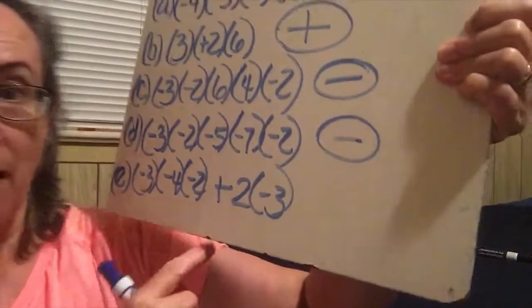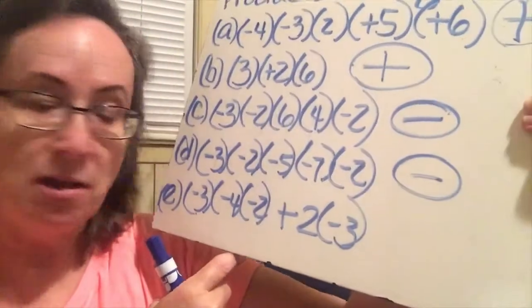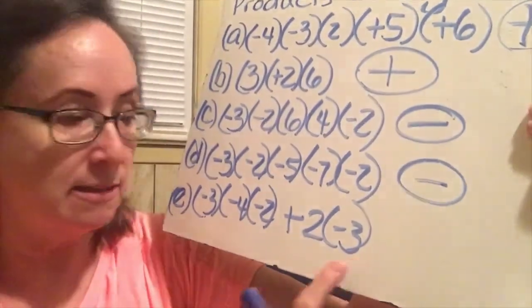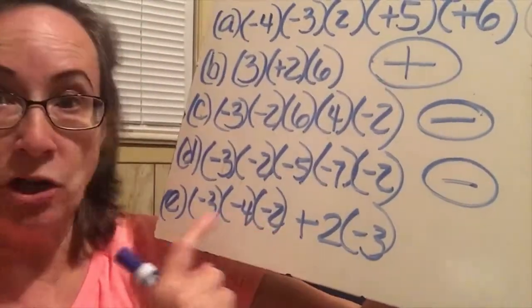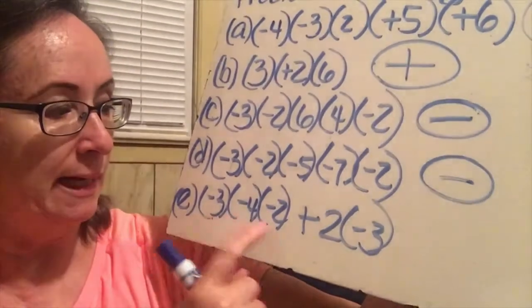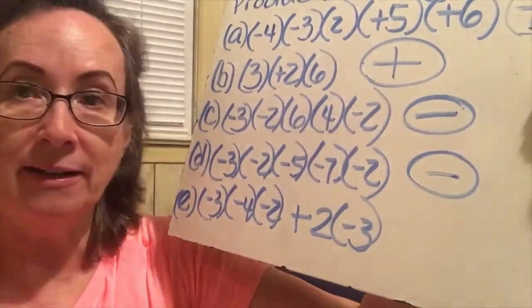This last one does not follow the rules because it is not a product all the way across. So we will do it in 2 steps. We'll look at these, which are a product, and we're going to end up getting a negative number here.